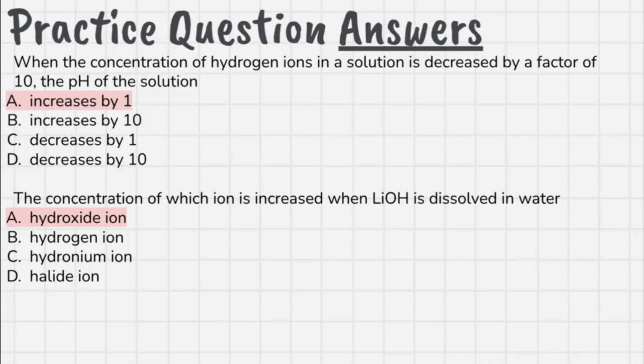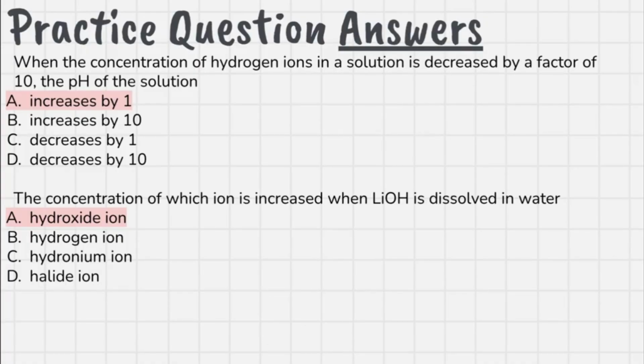When the concentration of hydrogen ions in a solution is decreased by a factor of 10, the pH of the solution has increased by 1. When the hydrogen ion concentration decreases, the solution becomes more basic, which means that its pH will increase. It will increase by 1 because each pH value is equal to a factor of 10, so by 10-fold.